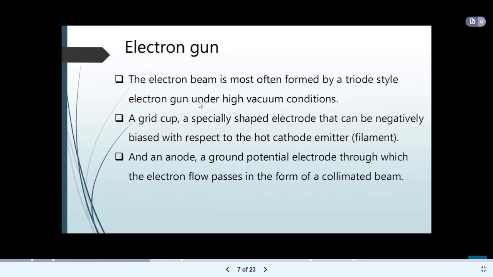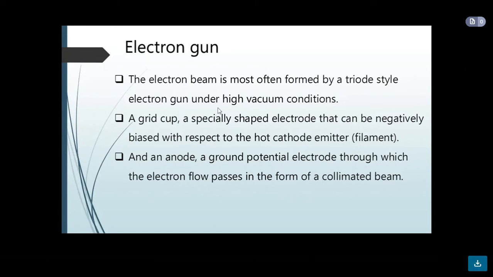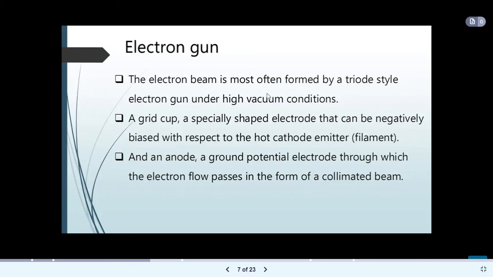Electron gun. What are the different parts of this welding process? The first one is the electron gun. The electron beam is most often formed by the triode style electron gun under a high vacuum condition. This electron gun is kept in a vacuum environment to improve its performance, so it will not be affected by the environmental condition. The grid cup, a specially shaped electrode, can be negatively biased with respect to the hot cathode emitter.